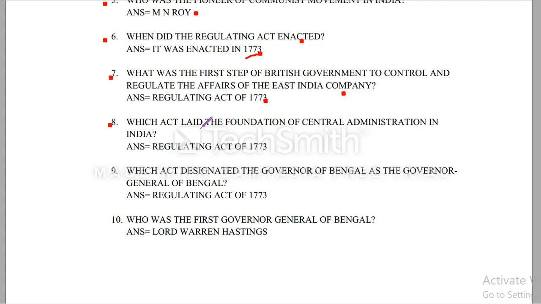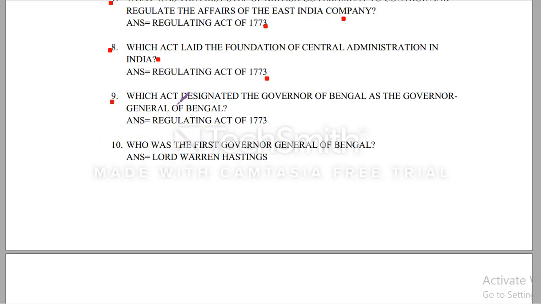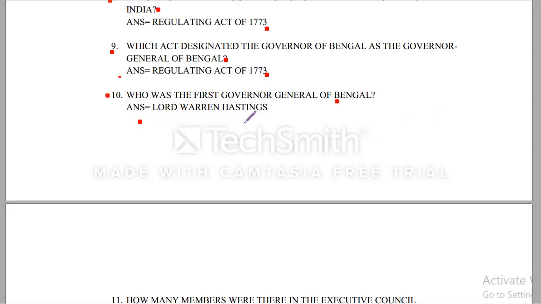Next question, which act laid the foundation of central administration in India? Answer is, Regulating Act of 1773. Next question, which act designated the governor of Bengal as the Governor General of Bengal? Very important question. Answer is, Regulating Act of 1773. Next question, who was the first Governor General of Bengal? Again very important. Answer is Lord Warren Hastings.